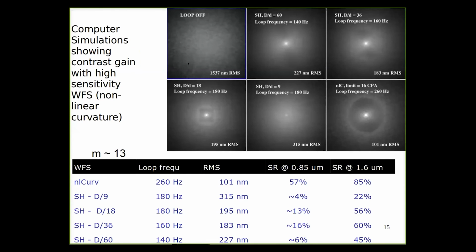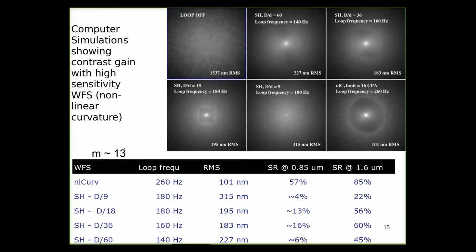So if you wrap that in a closed loop simulation, this is what we get. This is the loop off. And now we have 5 different cases: 4 Shack-Hartmanns with different subaperture sizes and the nonlinear curvature, so phase diversity, running in closed loop. And you can see the significant gain in performance. The Shack-Hartmann optimal subaperture size is somewhere between D/18 and D/36. But it peaks at less than 20% Strehl in the red visible, and the phase diversity goes to almost 60% Strehl.